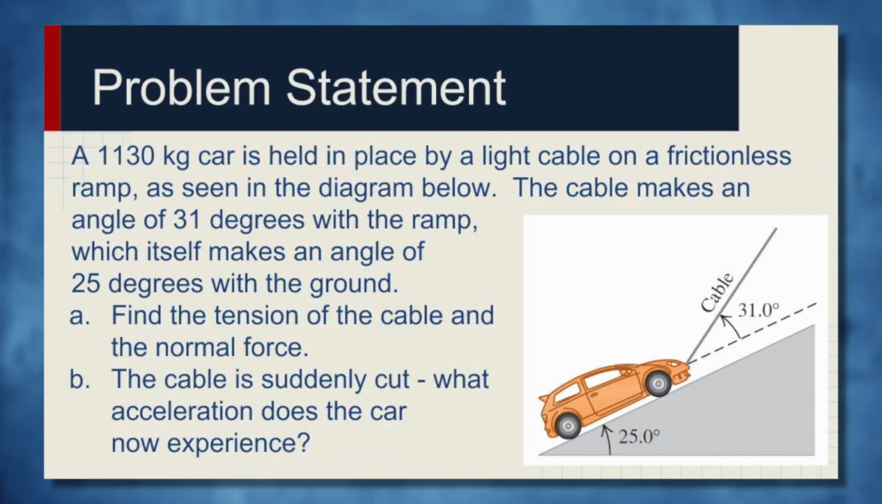An 1,130 kilogram car is held in place by a light cable on a frictionless ramp, as seen in the diagram below. The cable makes an angle of 31 degrees with the ramp, which itself makes an angle of 25 degrees with the ground. And then the problem asks us to A, find the tension of the cable and the normal force on the car, and then B, the cable is suddenly cut. What acceleration does the car now experience?